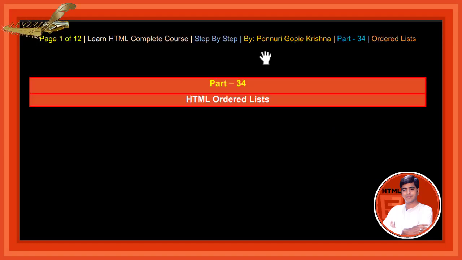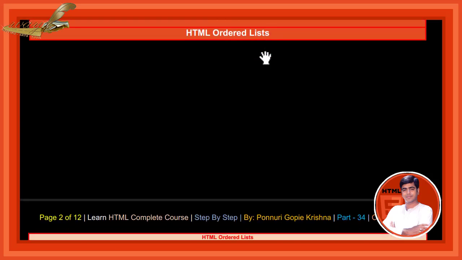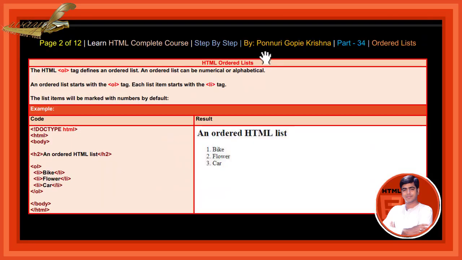In this session, let us learn about HTML ordered lists. The HTML OL tag defines an ordered list. An ordered list can be numerical or alphabetical. An ordered list starts with the OL tag. Each list item starts with the LI tag. The list items will be marked with numbers by default.